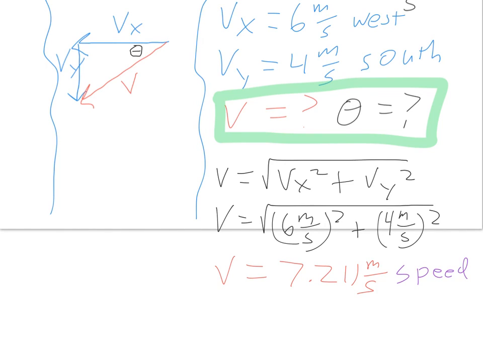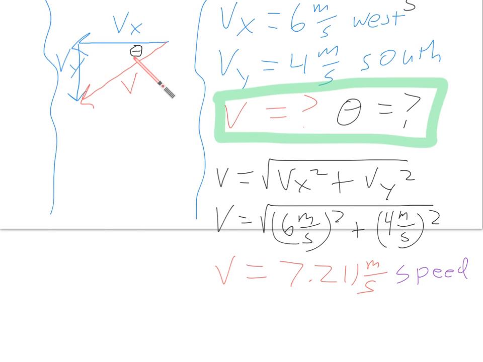And now we go on to the direction. To get the direction, I'm going to look back up here at my diagram and say, okay, well, we've got this angle here. So I'm going to use Vy and Vx. If I was thinking of this as a SOHCAHTOA triangle, this part of the triangle we call the opposite. This would be the adjacent leg, and then, of course, this is the hypotenuse.